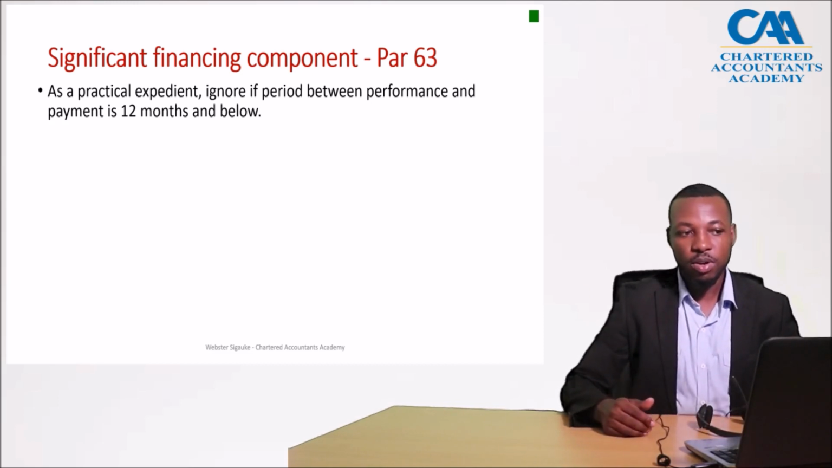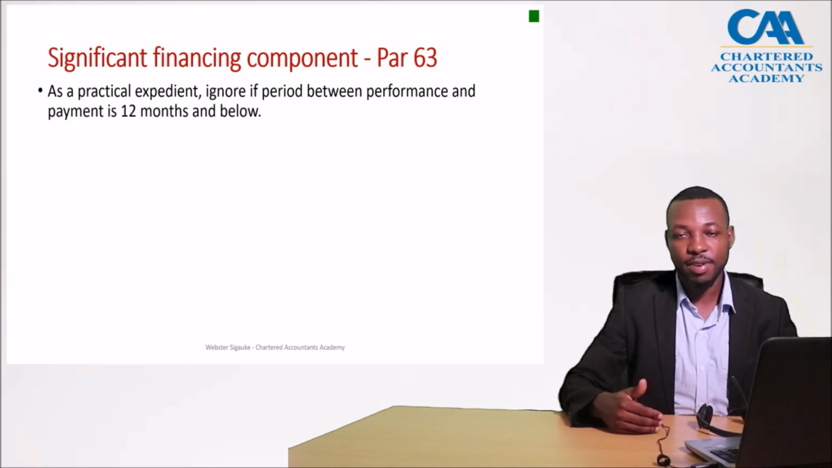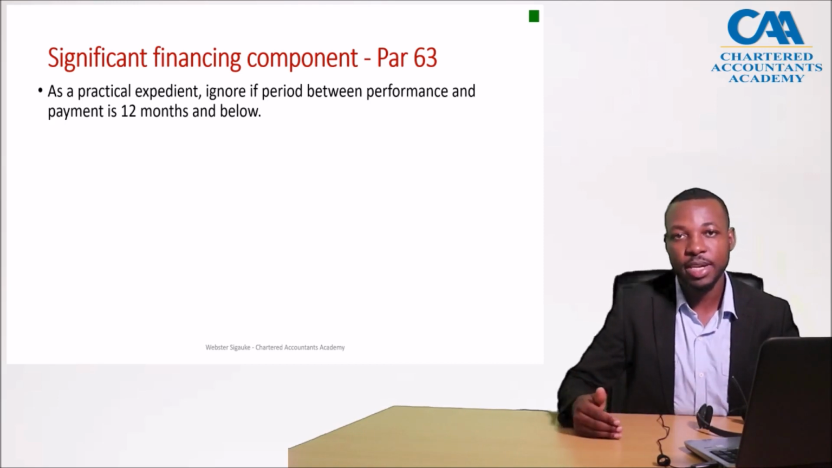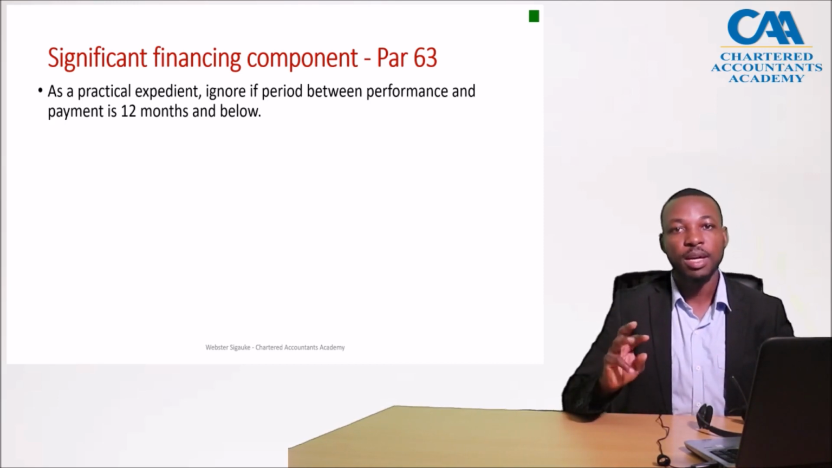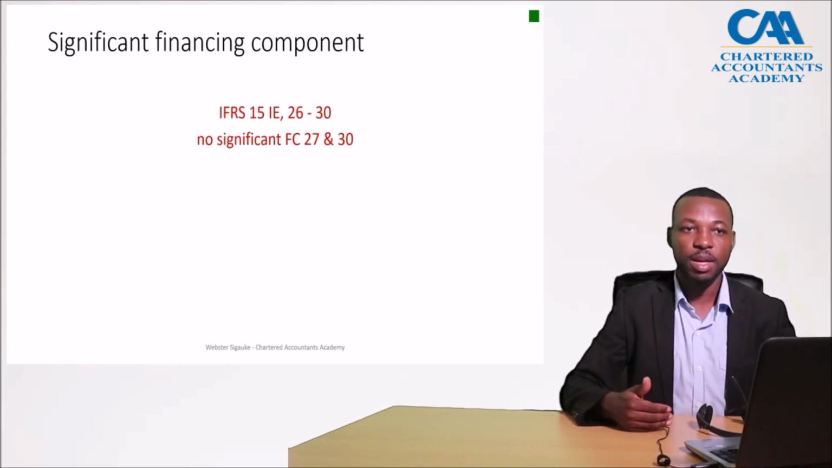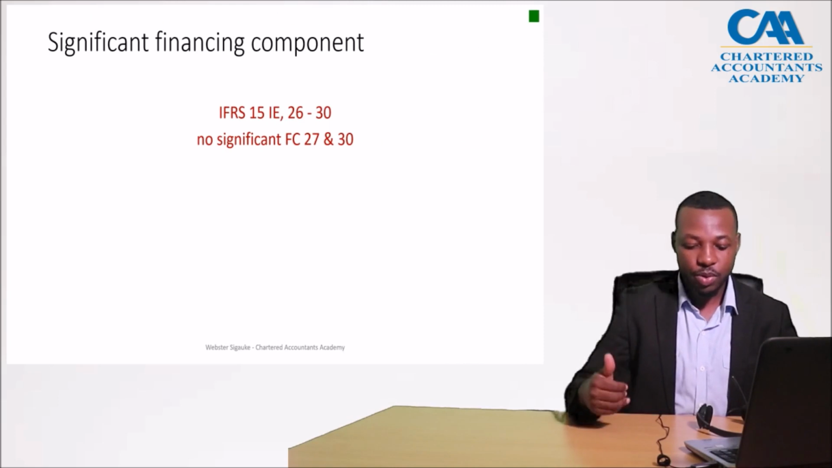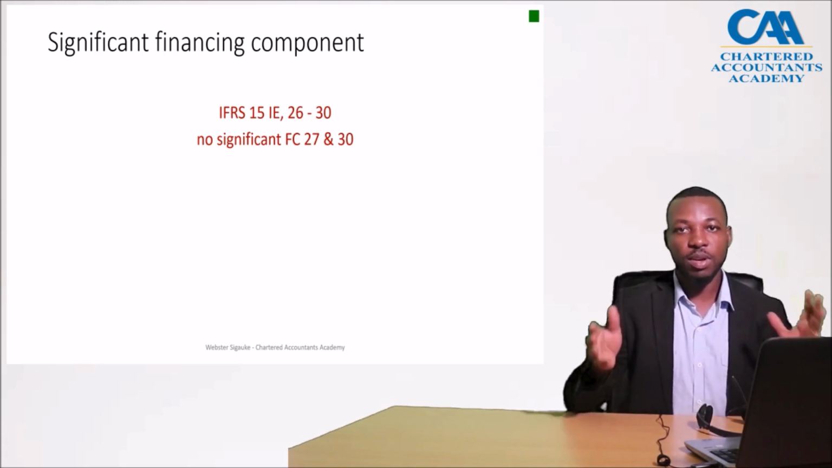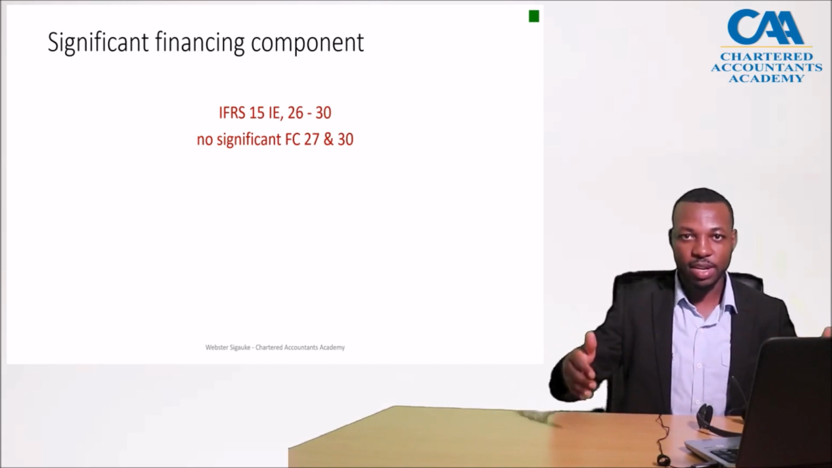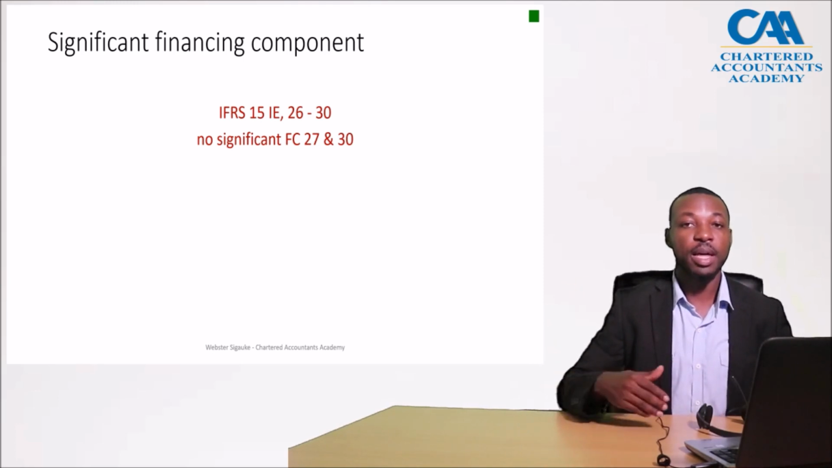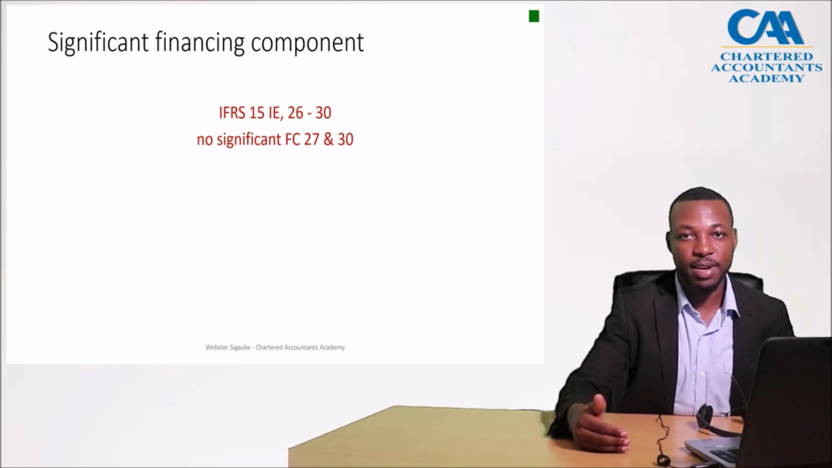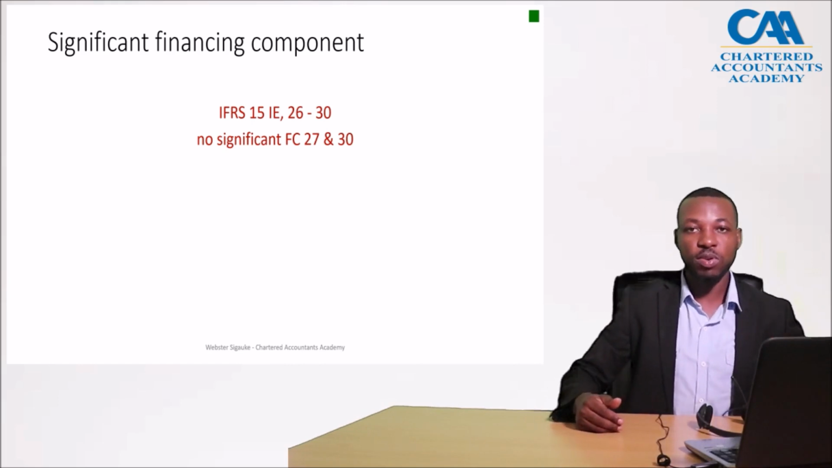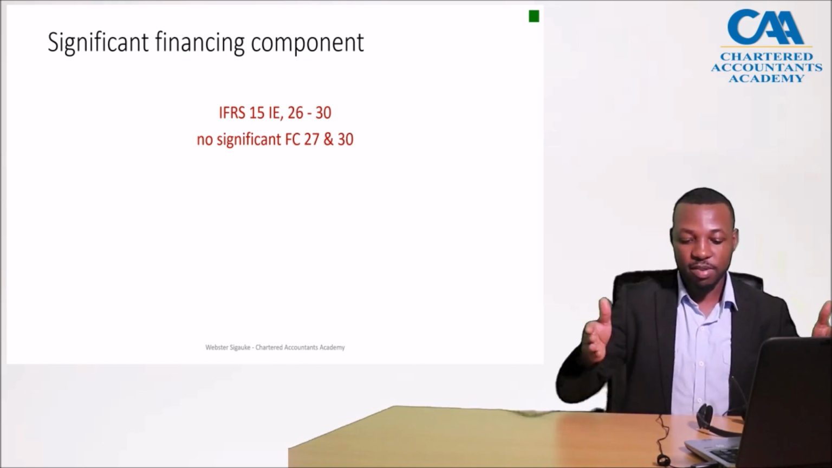Now, whilst we're still on revenue, whilst we're still on significant financing component, it's important to note that the standard, however, gives a practical expedient. You consider significant financing component, but the standard says if the period, the timing between provision of the good or the service and the payment, is less than 12 months, that is, the period between these two does not exceed 12 months, does not exceed 1 year, then in that case you do not consider significant financing component. So that's a practical expedient which is being given, which means they are allowing you to ignore significant financing component simply because it's within 12 months.